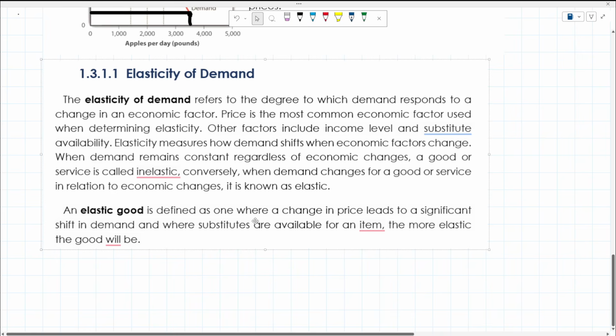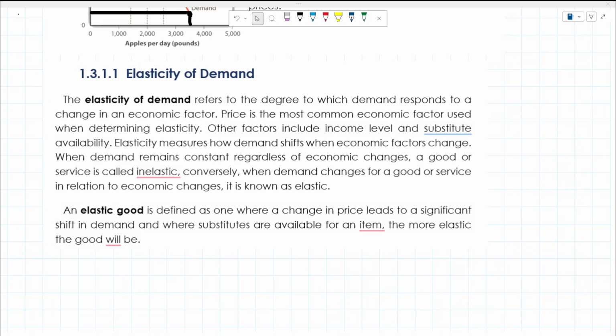When demand remains constant regardless of economic changes, a good or service is called inelastic. Conversely, when demand changes for a good or service in relation to economic changes, it is known as elastic. So let's simplify this elasticity of demand.